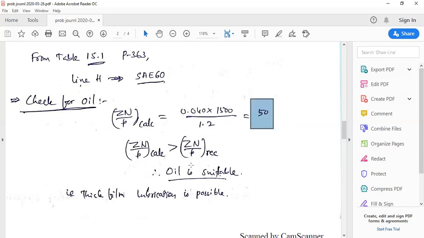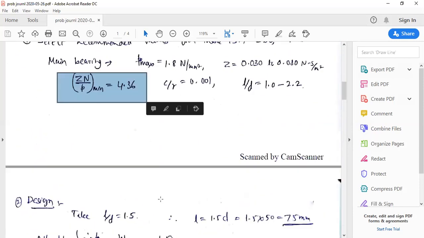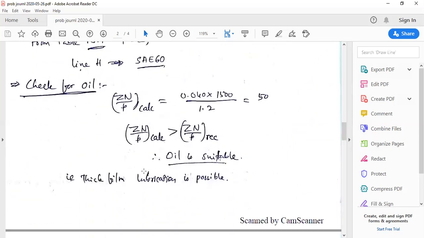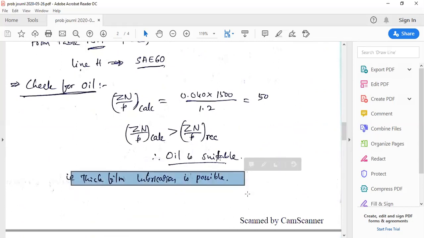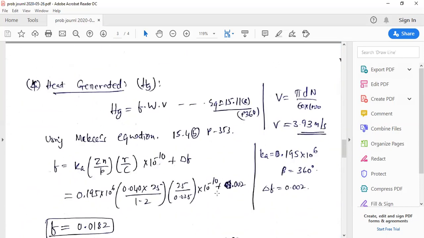As per the fundamental rule, the bearing modulus should be greater than the recommended value. Here this value is 50, and for Zn by P the recommended value is 4.36, the minimum value. So the calculated value is more than the given value. Hence thick film lubrication is possible. Hence the oil which is selected is suitable. So this is the third step.